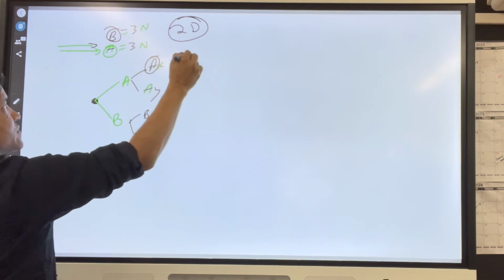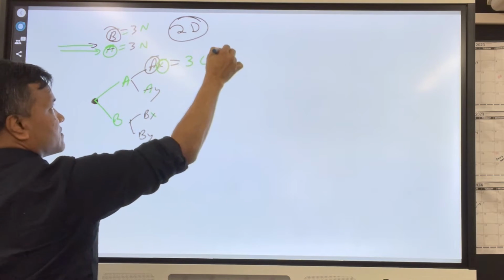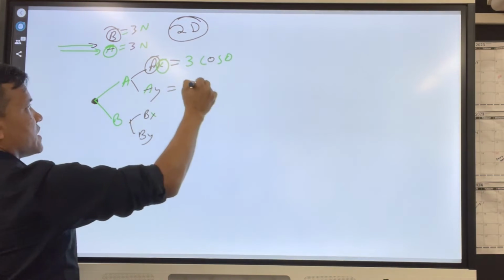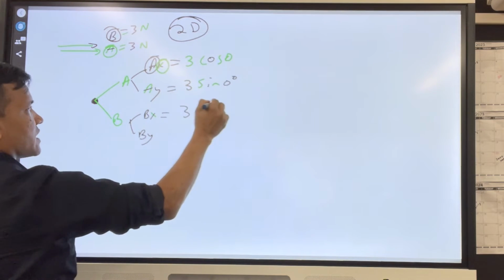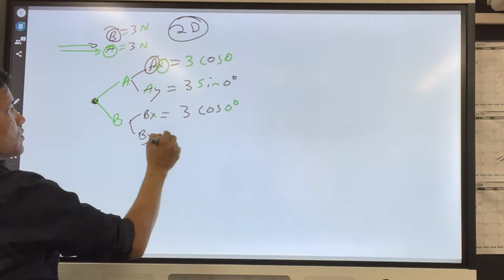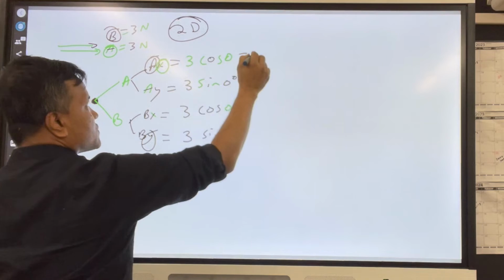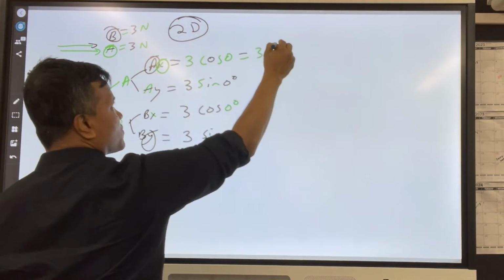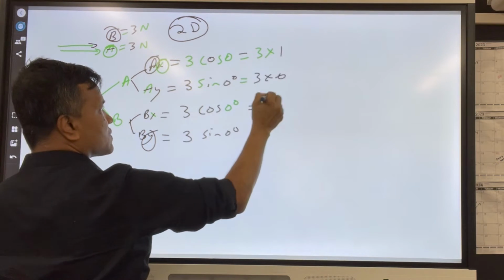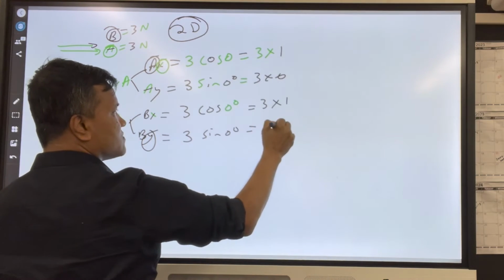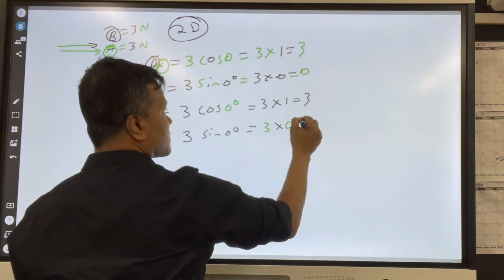What is A? A is 3 Newton, and what is X? X is 3 cosine 0 degree, and Y is 3 sine 0 degree. What is B? B is 3 cosine 0 degree, and 3 sine 0 degree. So 3 times cosine 0 degree is 3 times 1, and 3 times sine 0 degree is 0. So you have 3, 0, 3, 0.